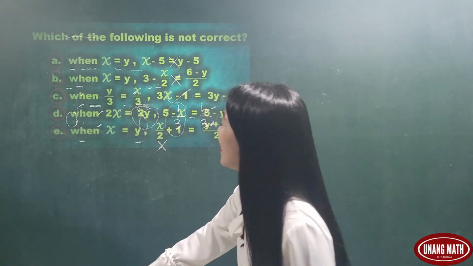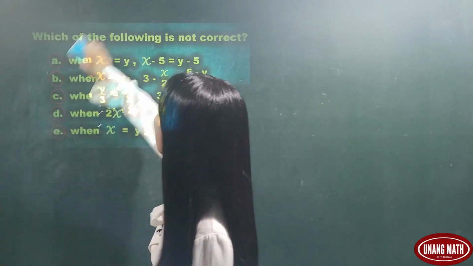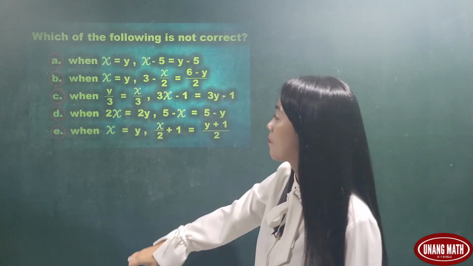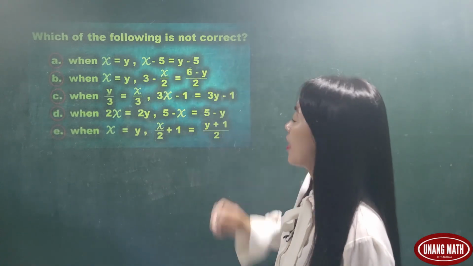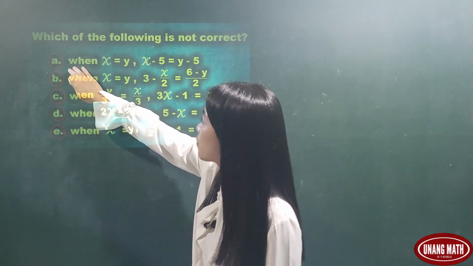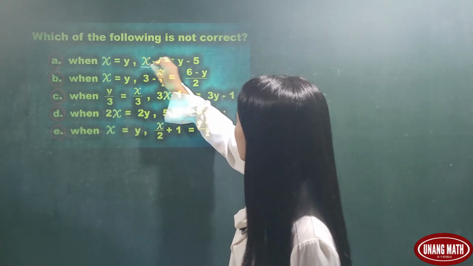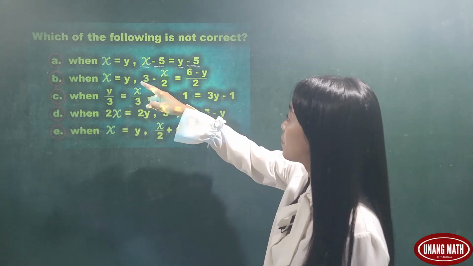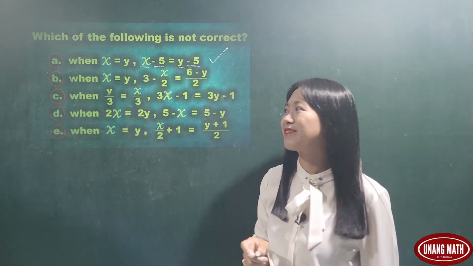Okay, this time, let's answer this simple activity here. Which of the following is not correct? So we have 5 options here. Let's find out which is not correct. Okay, the first option is when x is equal to y. So x is equal to y. This is minus 5. This is also minus 5. So letter A, or the first option, is correct.